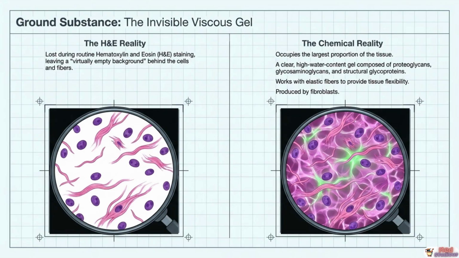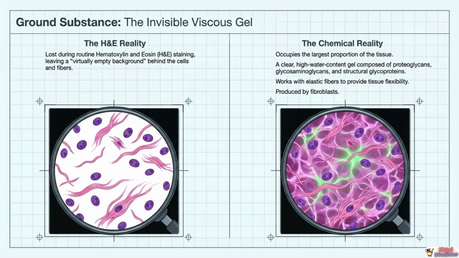However, the chemical reality is quite different. In living tissue, ground substance actually occupies the largest physical proportion of the loose connective tissue. It is a clear, highly viscous, gel-like substance characterized by an extremely high water content. This gel is synthesized by fibroblasts and is composed of a complex mixture of proteoglycans, glycosaminoglycans, and structural glycoproteins.